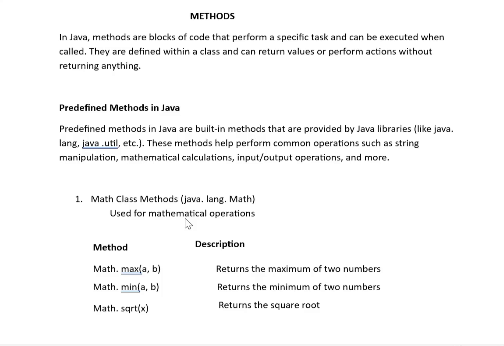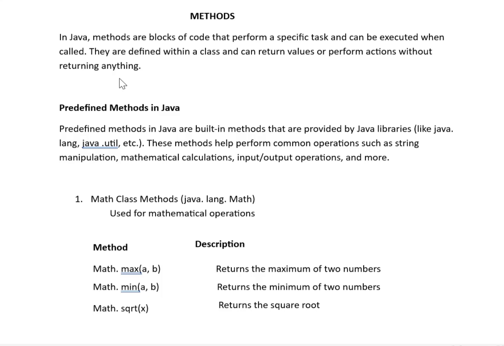In today's video, we will see what are methods in Java and what are its types. So first we will see what is a method in Java. In Java, methods are a block of code that perform a specific task and can be executed when a method is called. And methods are defined within a class, inside the class, and can return values or perform actions without returning anything. So in simple terms, a method is a block of code that performs a specific task when the method is called.